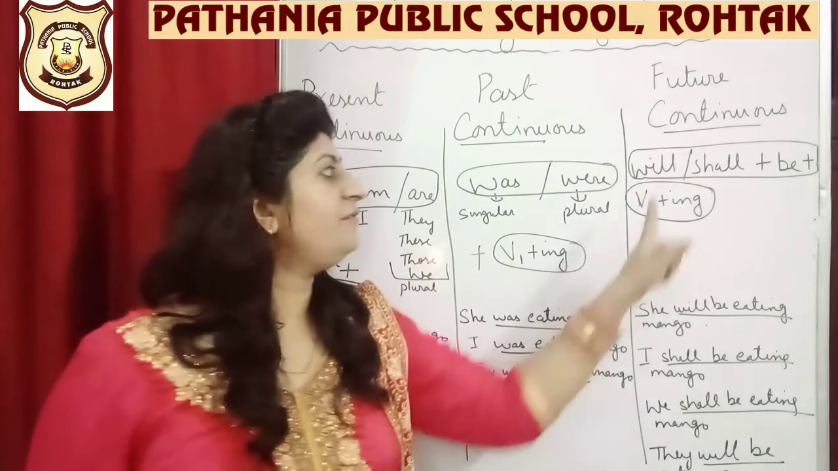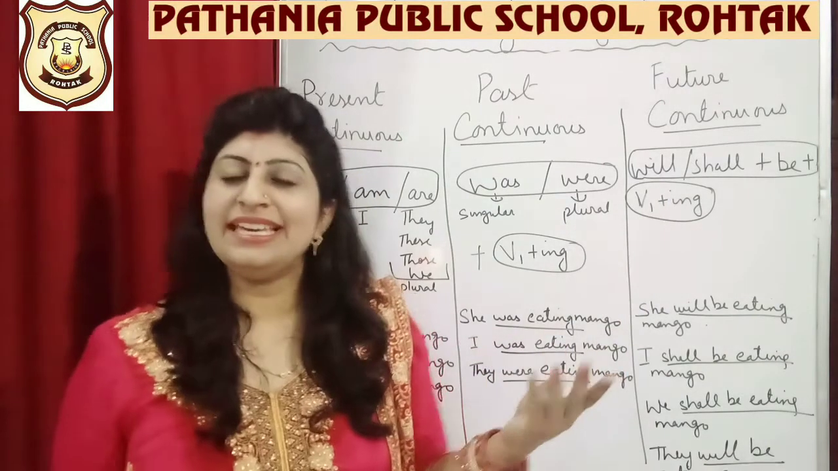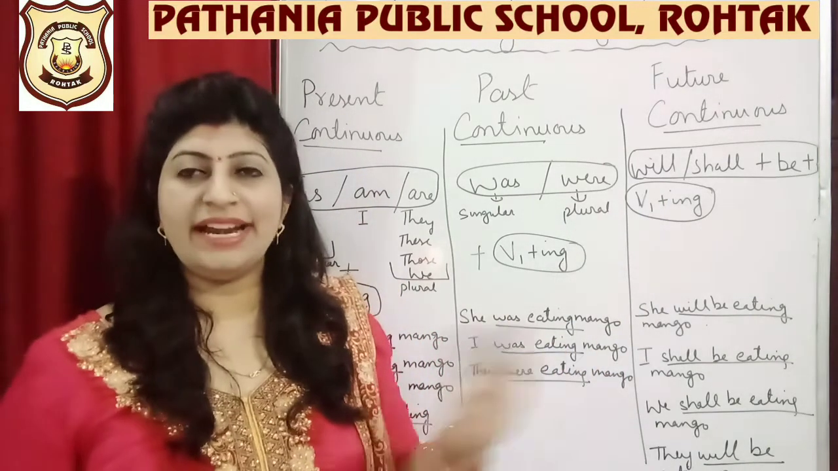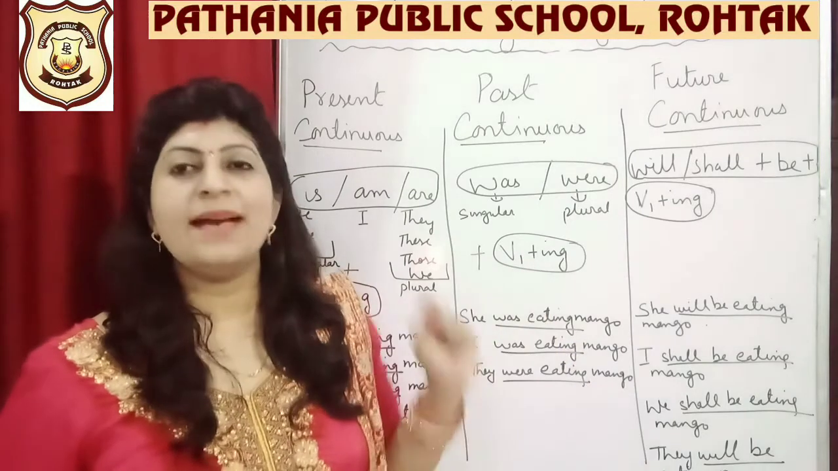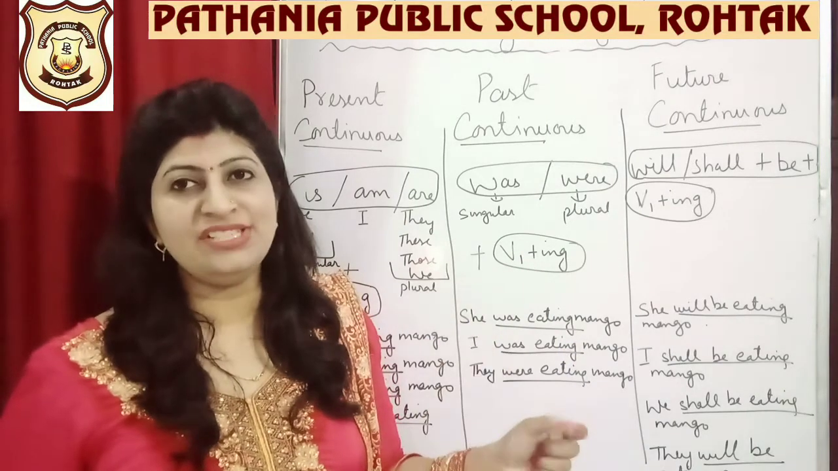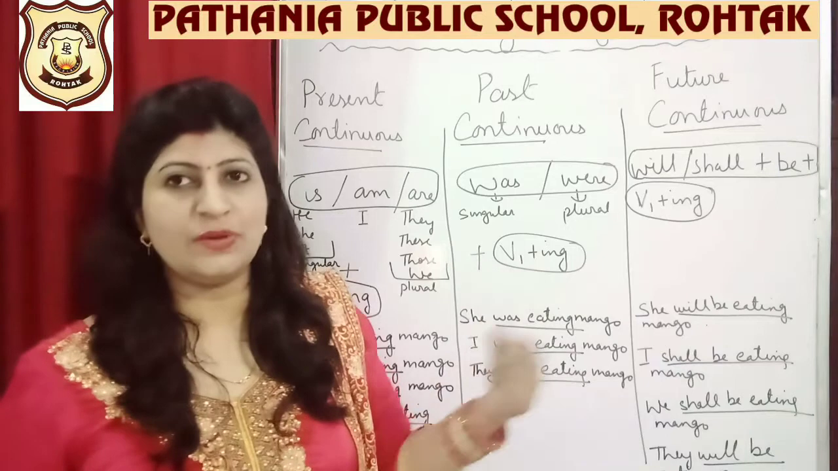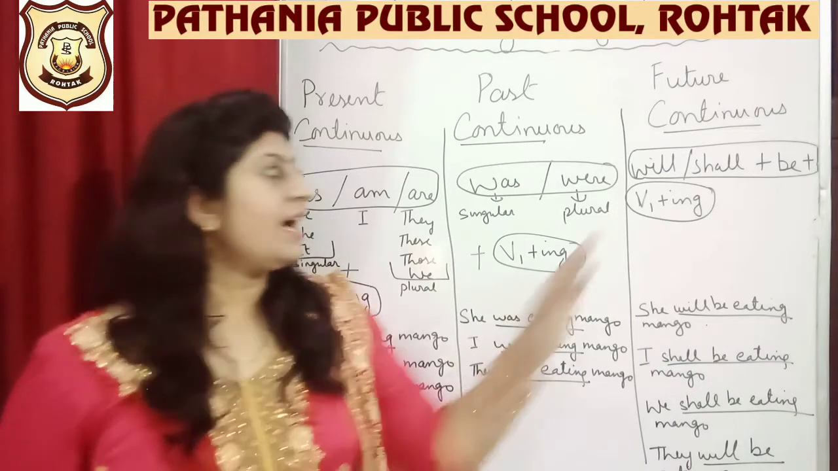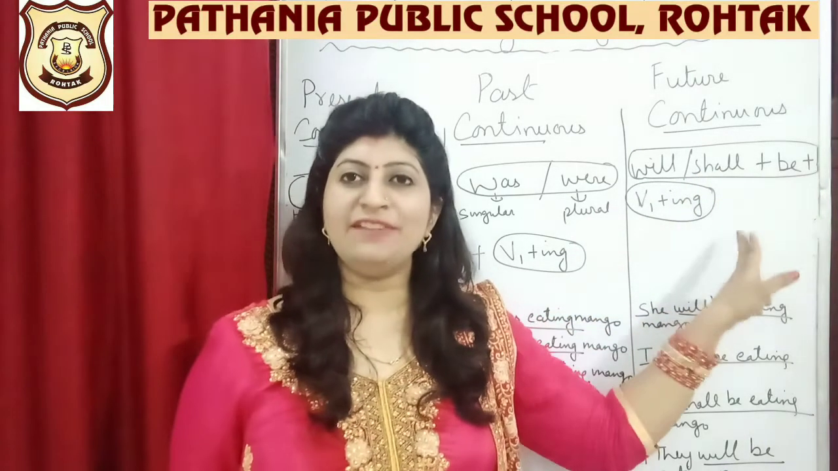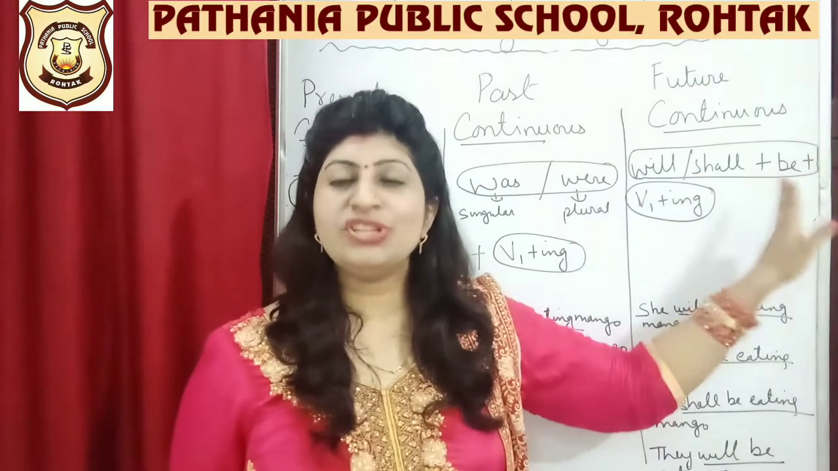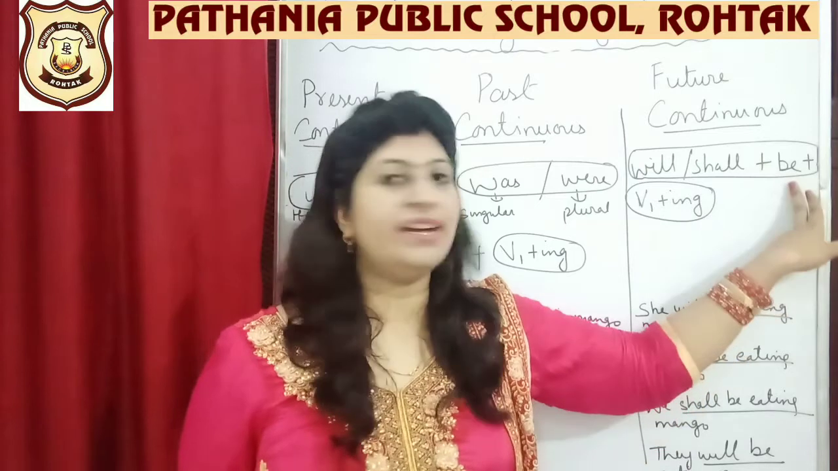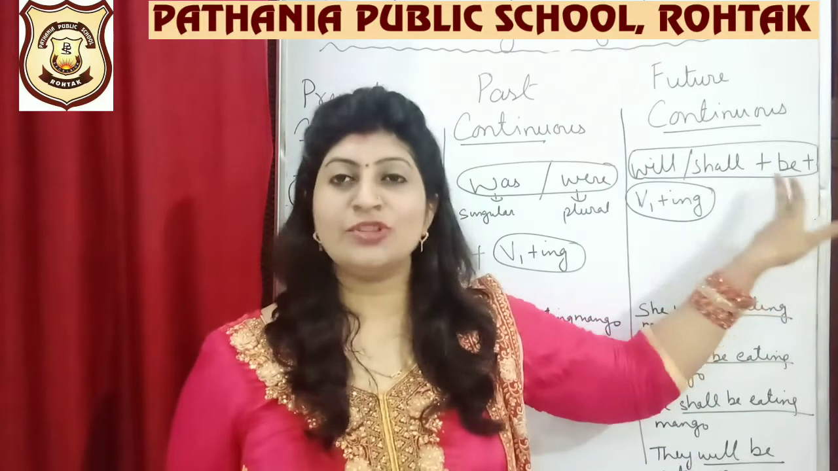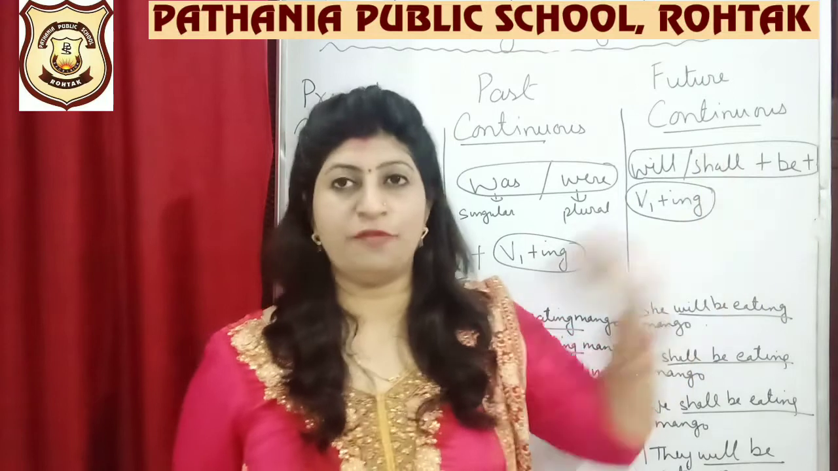When you see will or shall, obviously you will be easily able to identify it as a future tense. Plus you will see V plus ing, so you will come to know it as continuous also. But another unique feature which you need to remember is, along with will, shall and V plus ing, future continuous uses the word BE. So this is one thing which is making it different.